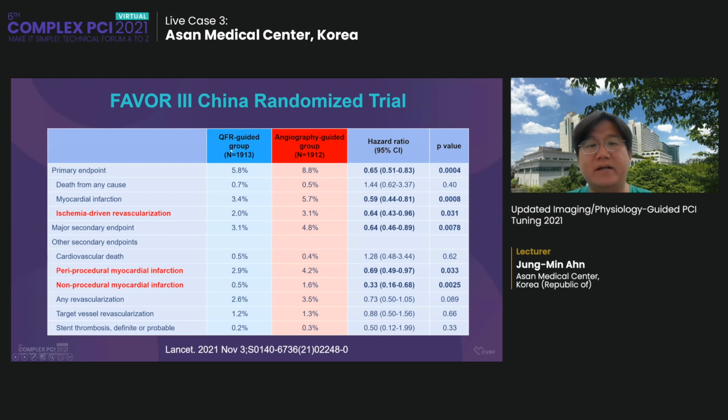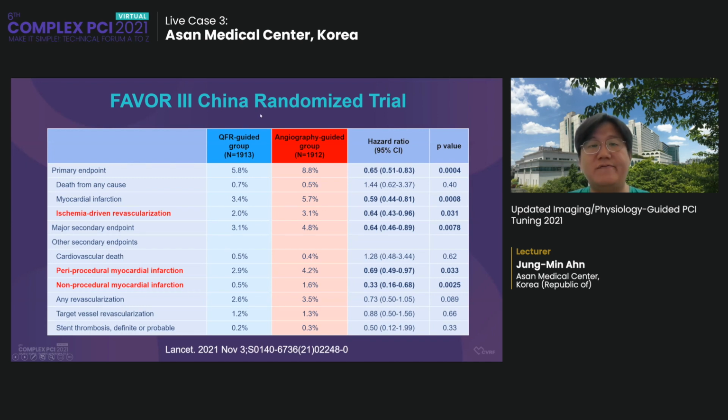So QFR-guided PCI was associated with a significant reduction of the primary endpoint: death, MI, ischemic-driven revascularization. For myocardial infarction, there was no difference in death, but a reduction of myocardial infarction, mostly due to periprocedural myocardial infarction. But interestingly, the non-procedural myocardial infarction was also reduced in the QFR group. Also, ischemic-driven revascularization was reduced significantly.